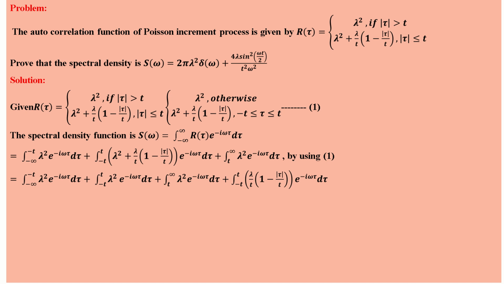What happened in the second integral? In the second integral there are two terms, λ² plus (λ/T)(1 − |τ|/T). So I am splitting that integral, in the limit −T to +T, into two. The first one is −T to +T of λ² e^(−iωτ) dτ. The second one is −T to +T of (λ/T)(1 − |τ|/T) e^(−iωτ) dτ. So that is what we get as four integrals down here, right?